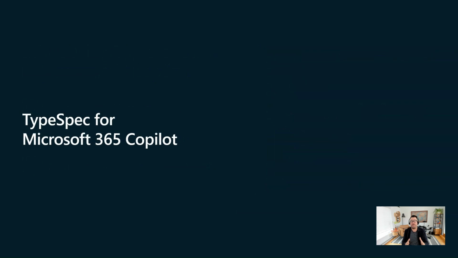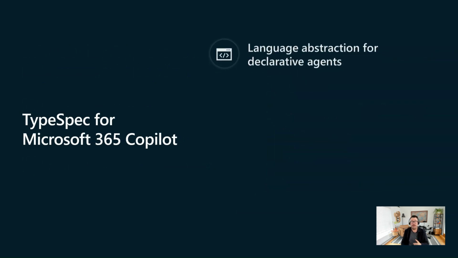So Microsoft 365 Copilot, I would say, has kind of 4 different pillars of value that it brings to the table. First, it is a language abstraction for declarative agents. We are bringing a totally new language that enables you to build declarative agents. Declarative agents language up until now was configuring JSON files. Now you have a fully typed experience, leveraging all the greatness that the TypeSpec language brings for designing and orchestrating APIs, but now we're bringing it directly into the world of Copilot.